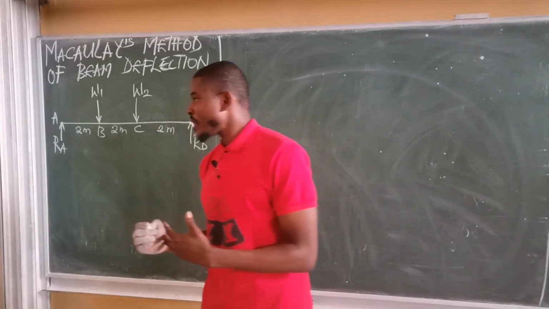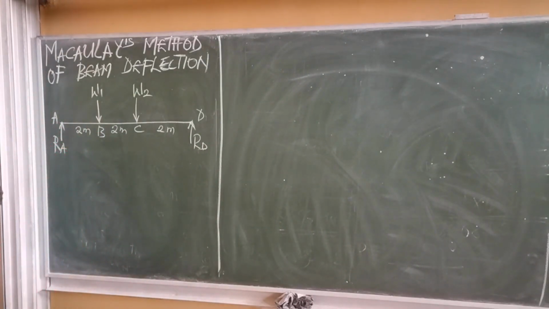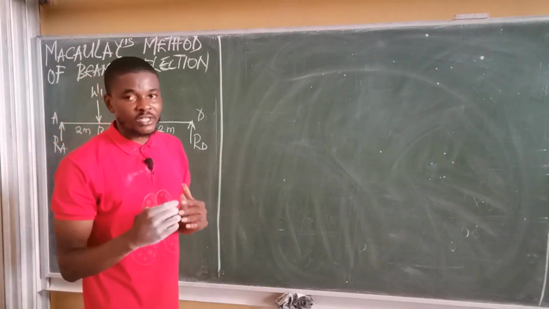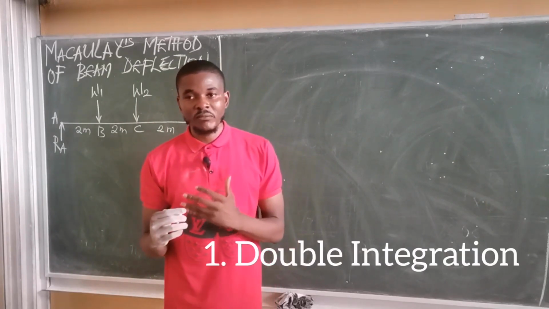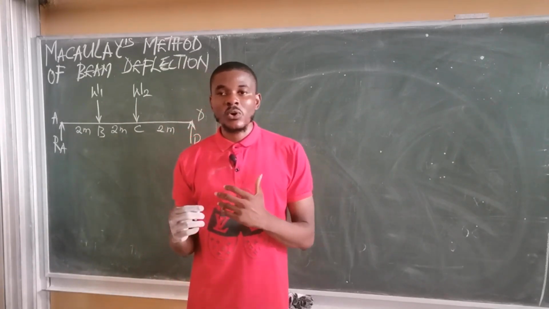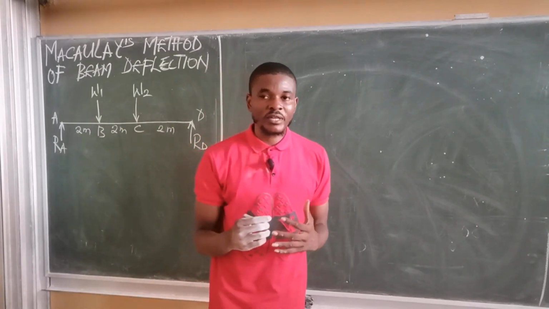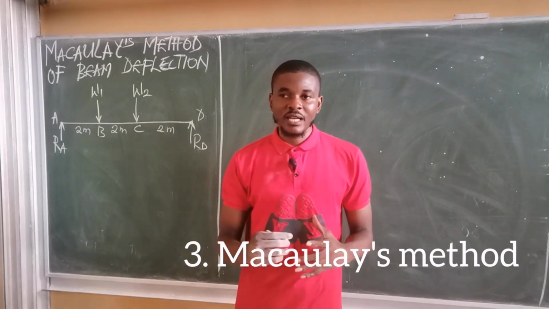Now, Macaulay's method is one of the best and easiest methods to apply to solve questions on beam deflection. As you all know, we have three methods of analyzing beam deflection. The first is the double integration method. The second is the moment area method, and the final and best method to employ is Macaulay's method, which I'm going to show us in today's class.